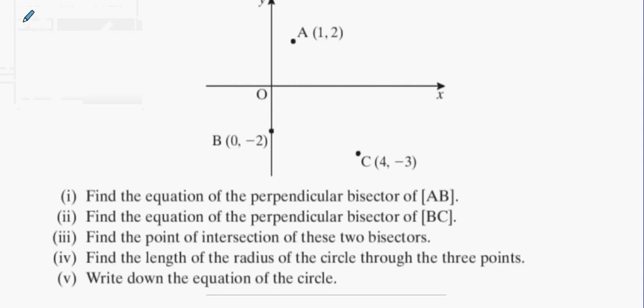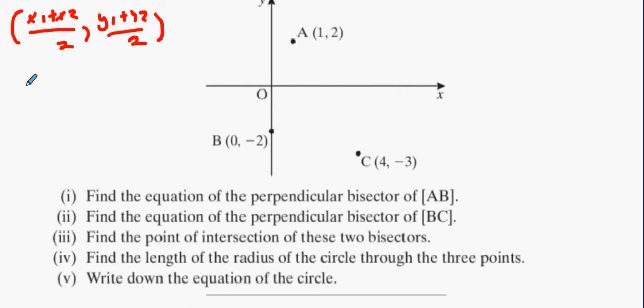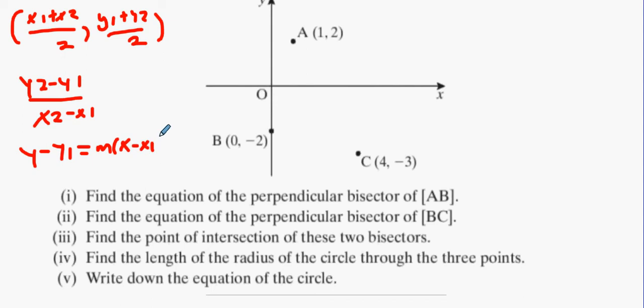Three things you need. You need the midpoint formula, we need the slope formula, and we need the equation of the line formula to make this work. Okay, find the perpendicular bisector.